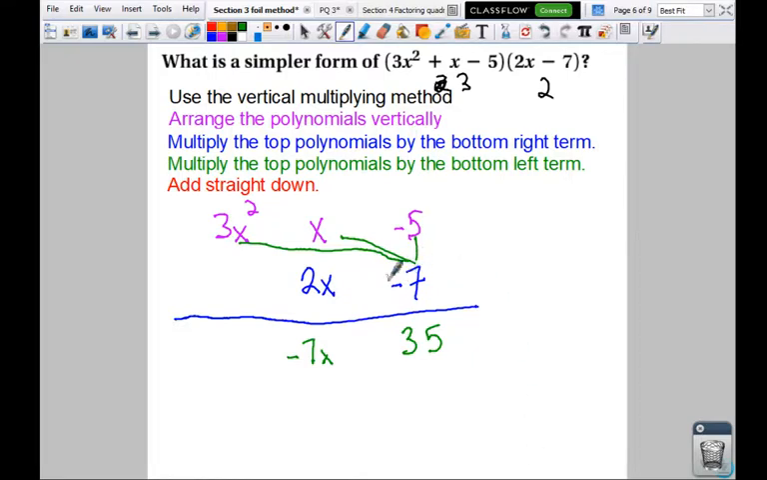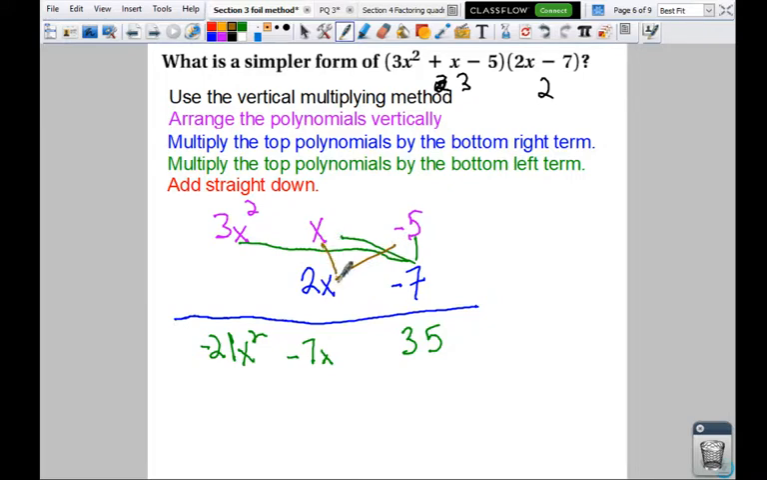And then I'm going to go negative 7 times 3x squared. Negative 7 times 3 is negative 21, and I have my x squared, right? I'm going to line it up with this other x squared. So negative 21x squared. Well, not quite. I'm going to keep going, but this time I'm going to do it with 2x. So I'm going to go 2x times negative 5.